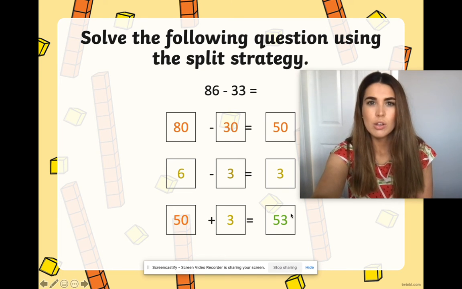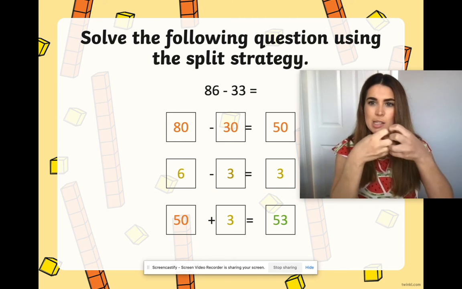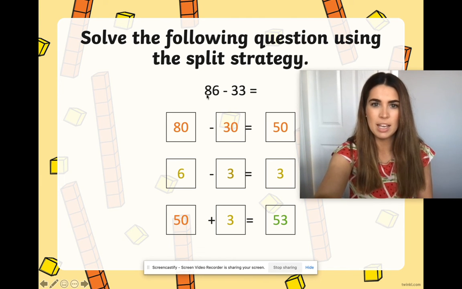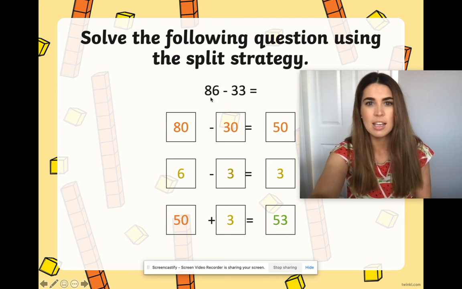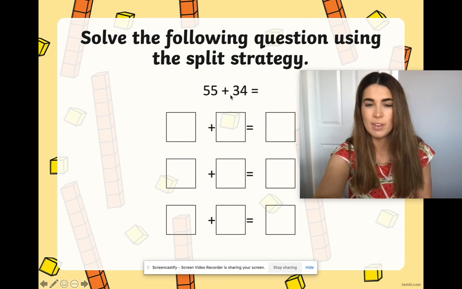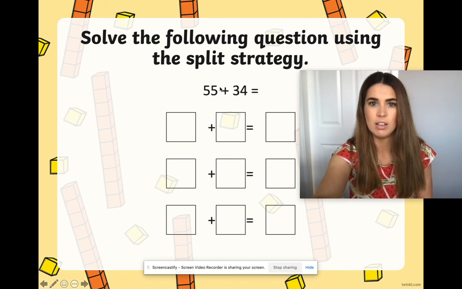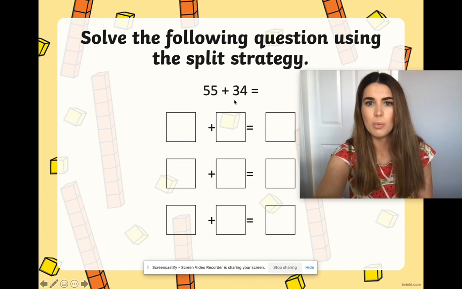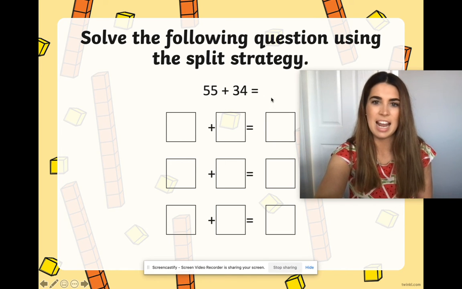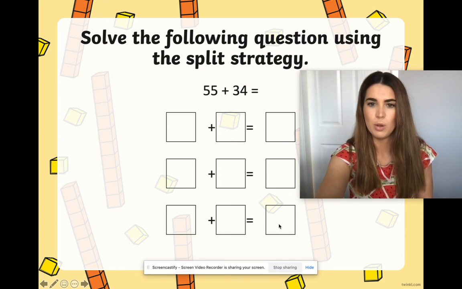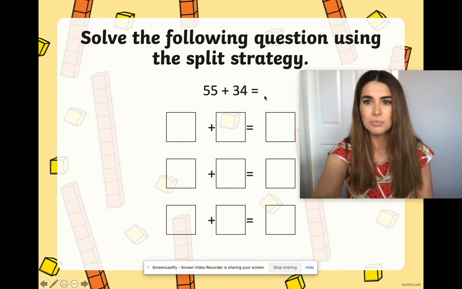53. So the split strategy is about splitting up a number, pulling it apart into its place value parts, its tens and its ones, and first of all, subtracting the tens from each number, and then subtracting or plussing whatever the symbol in the middle is, the ones column number, and then adding those two numbers together to equal your end product, which is your answer for the number sentence.